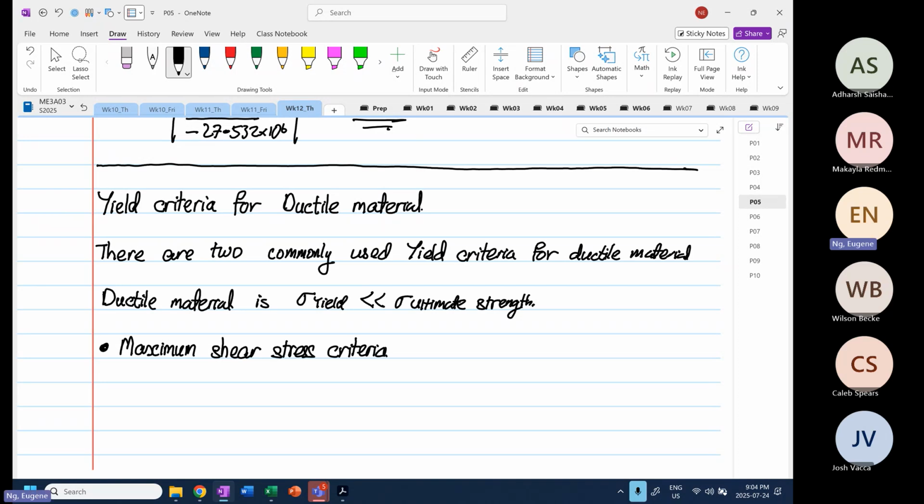This is the most commonly used. Another name you'll see appear is the Tresca criteria. Now, how I remember Tresca: the shearing stress is tau, right? So Tresca rather than T, I spell as Tresca. Whenever I see Tresca, I know it's shear. That's how I remember.